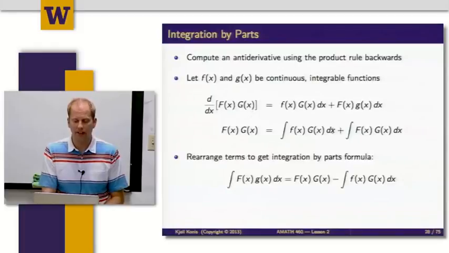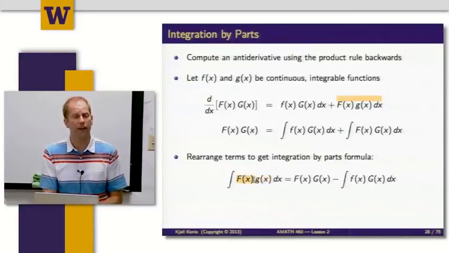And then I'm just going to rearrange these terms to get something called the integration by parts formula. I'm going to take this second term, move it to the left-hand side of the equation, and move the other 2 terms to the right-hand side of the equation. What this is telling me is that if I can break my function up into a function that I can integrate, this g of x, and a function where I can take its derivative, then I can use this formula to evaluate this integral.